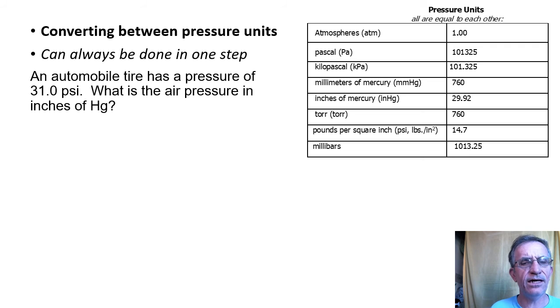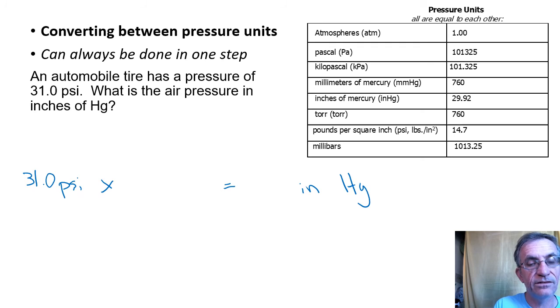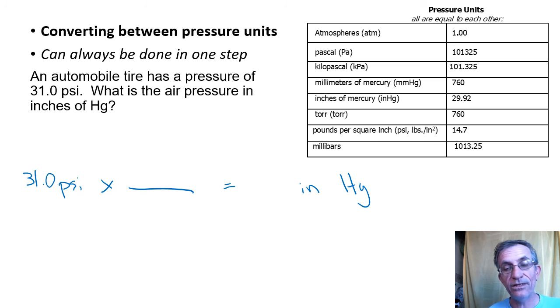This one says an automobile tire has a pressure of 31.0 psi. What is this pressure in inches of mercury? We're starting off with a pressure of 31 psi, pounds per square inch, and I want to know the pressure in inches of mercury. Again, we can do all this in one step, I promise. You're only going to need one set of blanks forever in this chapter. Next we have to find our conversion factors, and we just set them equal to each other.